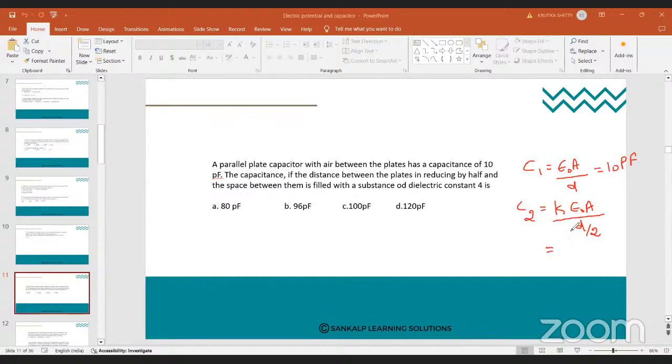Okay, so now I'll substitute the value. K value is given as 4. With that, this 2 I'll take in the numerator into our formula, epsilon naught into A divided by D. So from equation 1, epsilon naught into A divided by D is equal to 10 picofarad. Therefore, it is 4 into 2 into 10. So what is the answer? 4 2s are 8, 8 10s are 80. That is, option A is the answer. Yes, very good. Option A is the right answer.